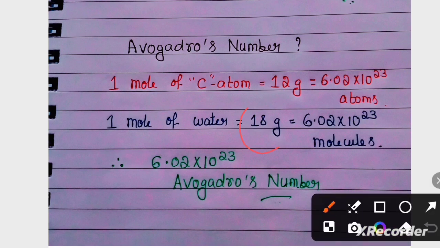If you take 18 grams of water, which is equal to 1 mole, it contains Avogadro number of water molecules, 6.02 into 10 to the power of 23 water molecules. So this represents the Avogadro number.